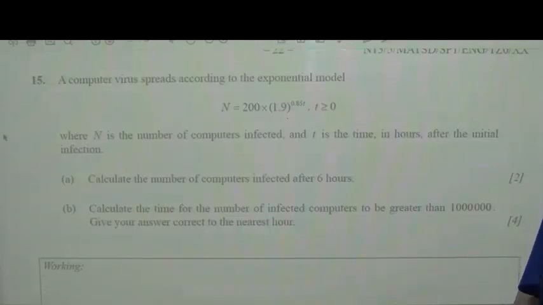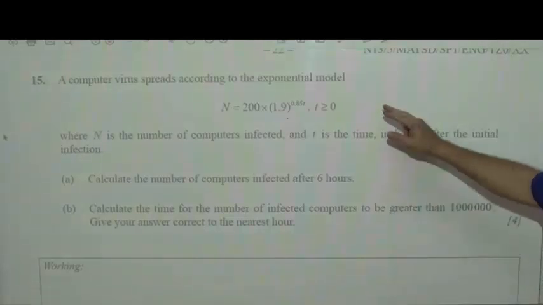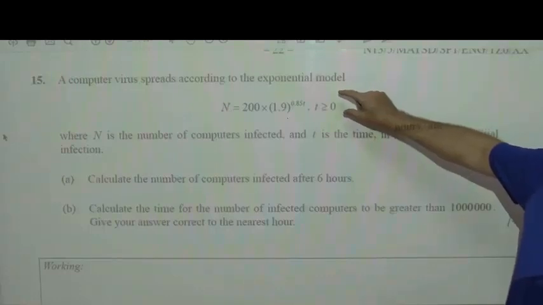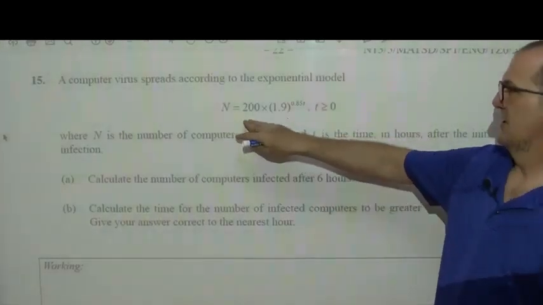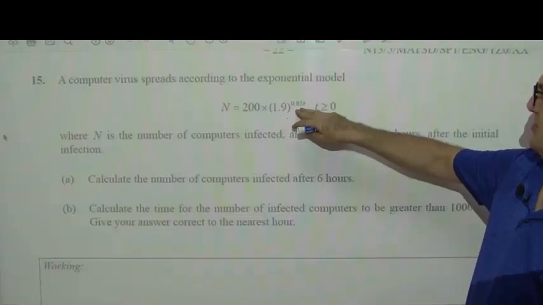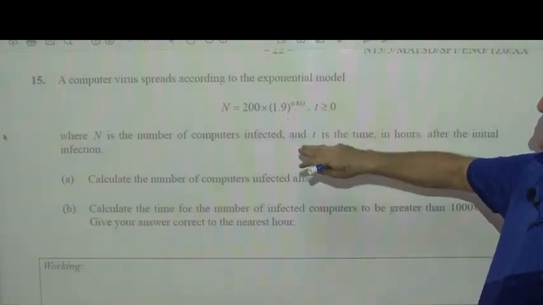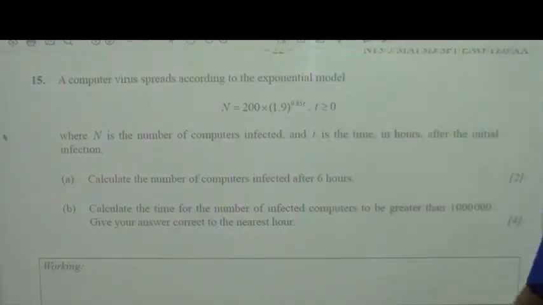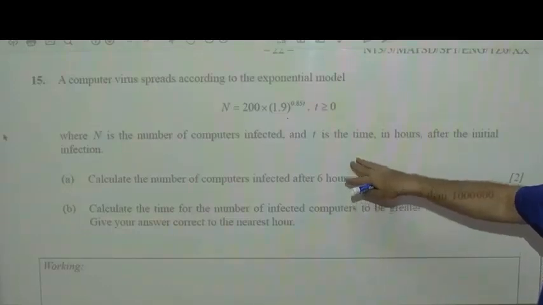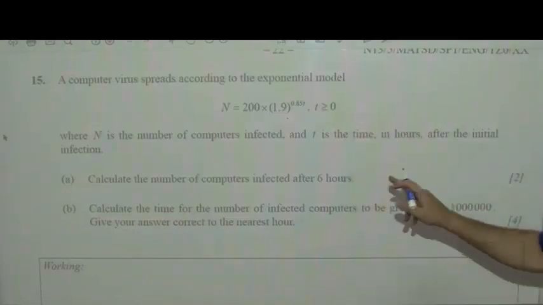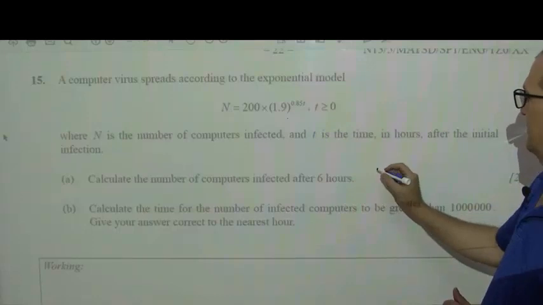The last question we need to worry about from this exam paper is number 15, and it is an exponential type function, and it's talking about a computer virus spreading. So we have the function n equals 200 times 1.9 to the power of 0.85 t, and time being greater than 0. And they want you to calculate the number of computers infected after 6 hours. So we just need to substitute 6 in for our value of t.